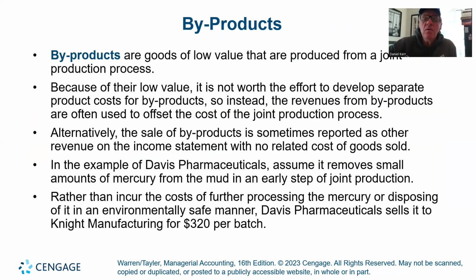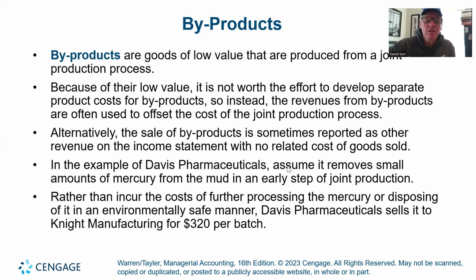Okay. There are also byproducts, which we haven't talked about much. A byproduct is a good that is produced as a result of the production process that's pretty small in value. So we don't allocate the revenues that we get from these byproducts. We don't allocate the costs. What we basically do is take the amount that we receive from selling the byproduct, and we reduce the joint cost by that.